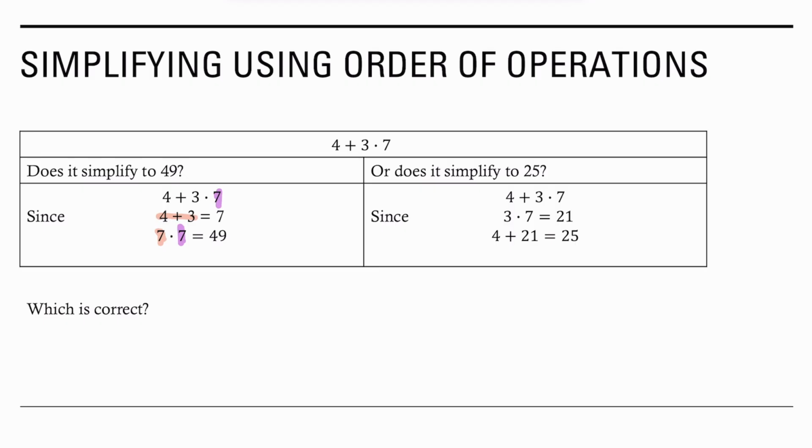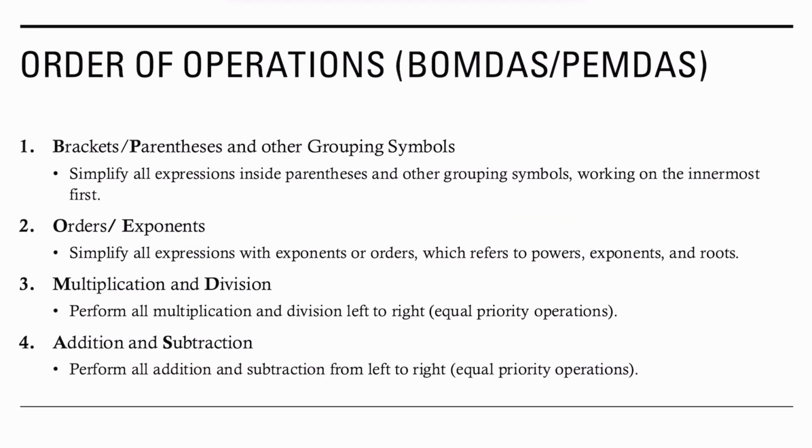Alternatively, on the right-hand side, we have 4 plus 3 times 7, same expression, but then we say 3 times 7 is equal to 21. And so this 21 is there. And then this 4 is this 4. And so then we get 4 plus 21 is equal to 25. And so two completely different answers. We've got 25 and 49. Which one's correct? So we can't answer that question until we look at order of operations.